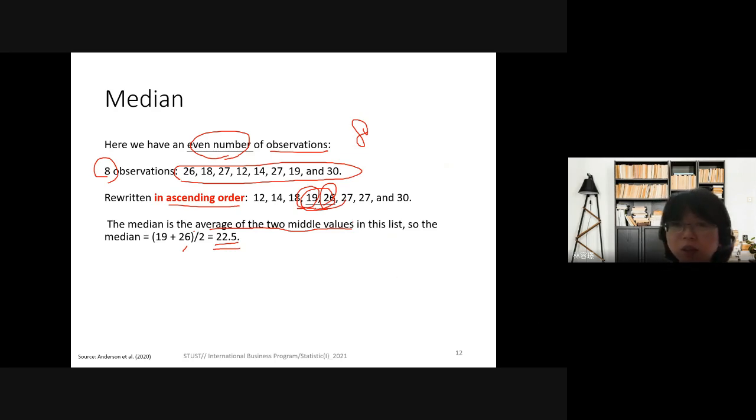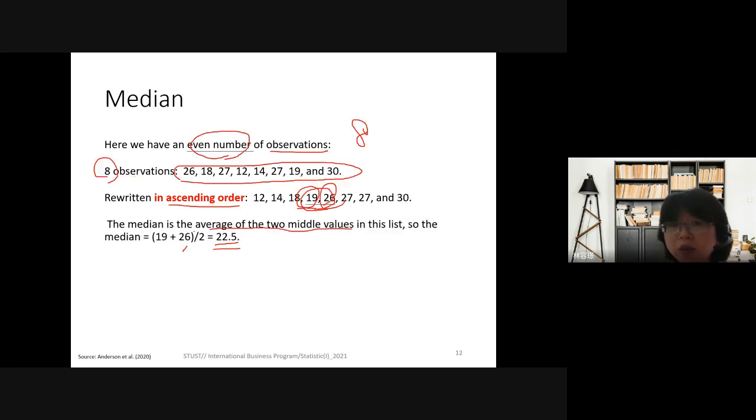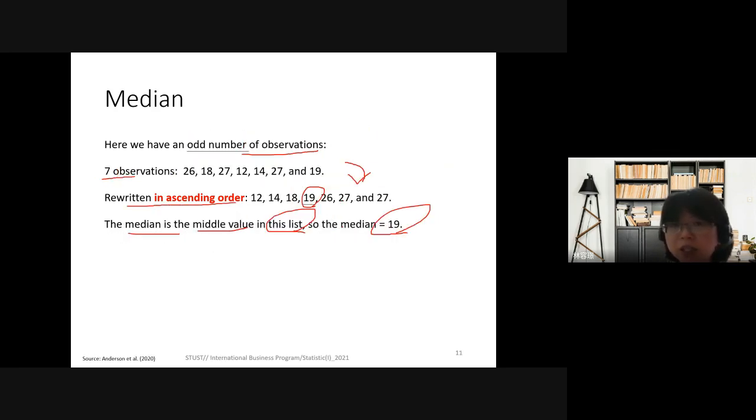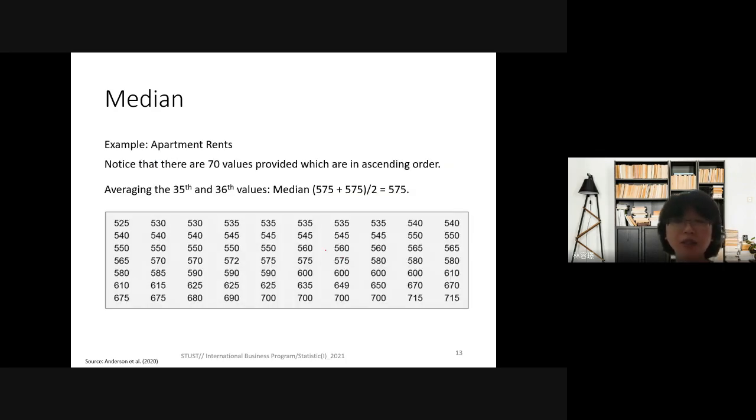So when you get the data and would like to know the median of it, you have to first see how many observations there are. Is it an odd number or an even number? If it's an odd number, then by the ascending order, choose the middle one. It will be the value of the median. And if it's an even number, you have to get the average of the 2 middle values. So that's an example; you can see it in your textbook.